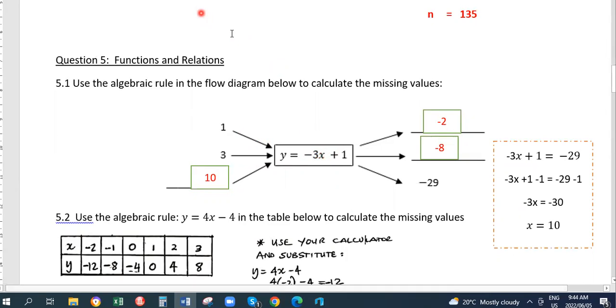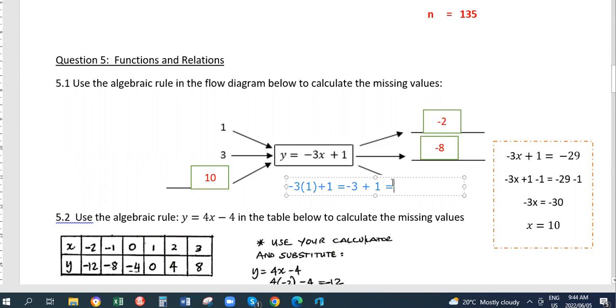So if you're substituting 1 in place of x, then you will have -3. Substitute using your bracket: -3 times 1 plus 1. That's what you're going to work on. So you can put this in your calculator, or you can do it mentally. -3 times 1. A positive times a negative is negative. So that's -3 plus 1. And that answer will give you -2.